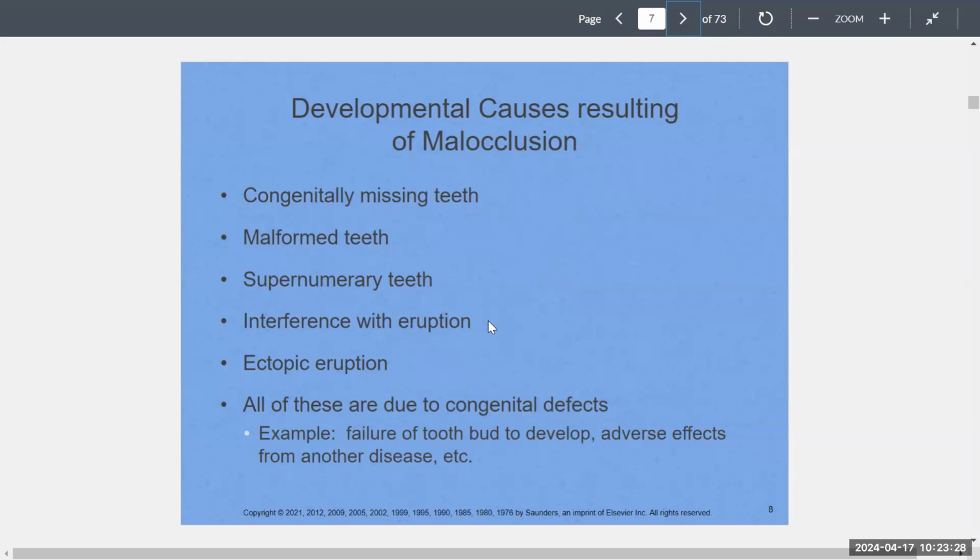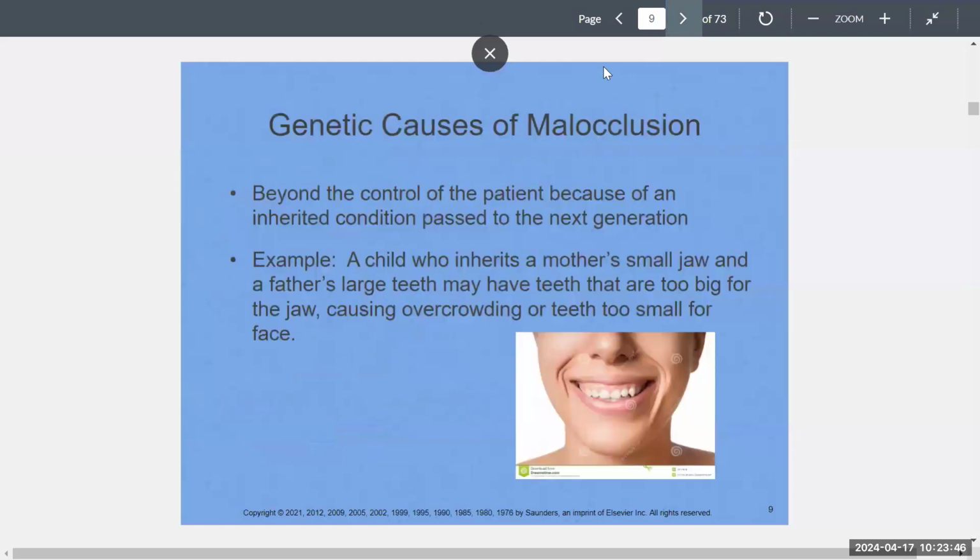So all of these are due to congenital defects. Another example is failure of a tooth bud to develop in the mouth. Let's say wisdom teeth just never developed. Adverse effects from another disease. Maybe they have some issues because of a certain disease that they have. So when it comes to genetics, we all know it's beyond the control of the patient. Okay, it's inherited. That's not something that they can control.